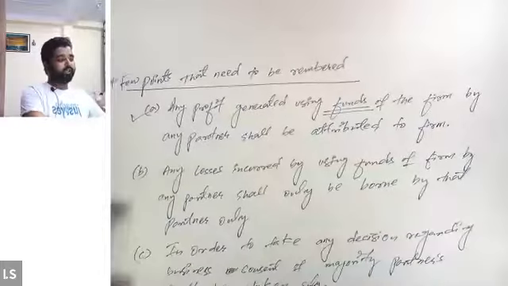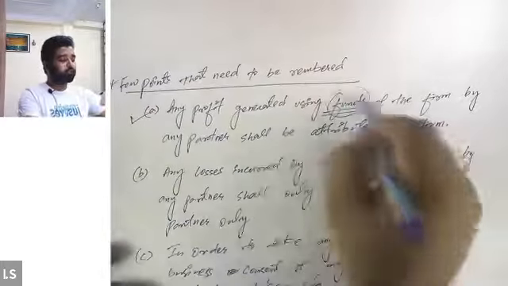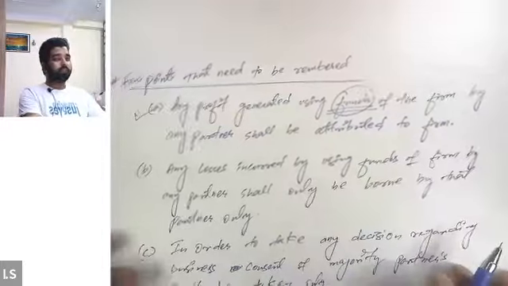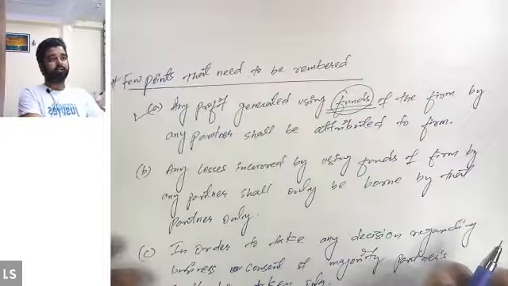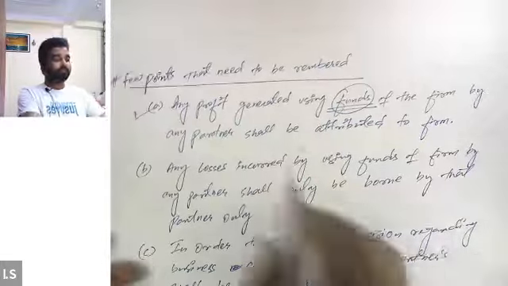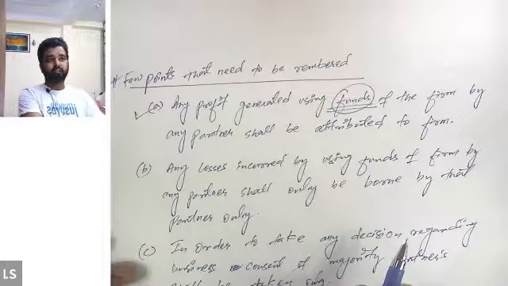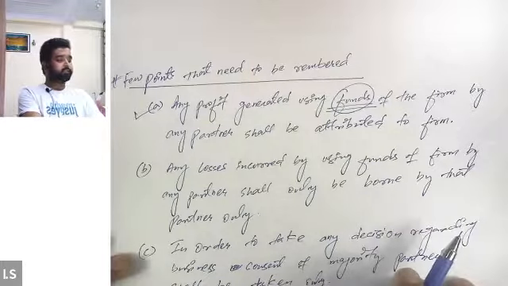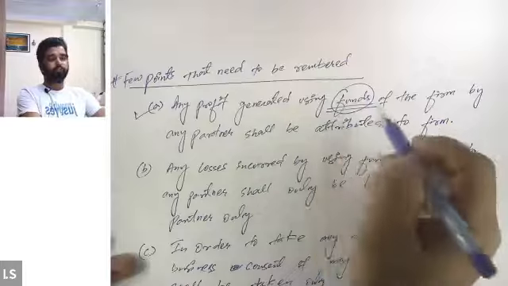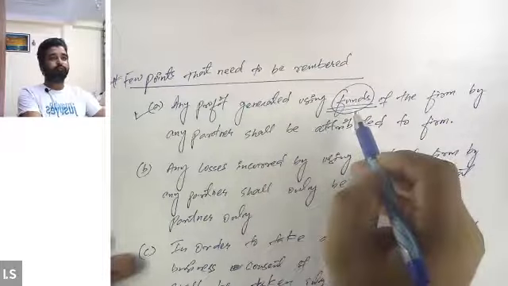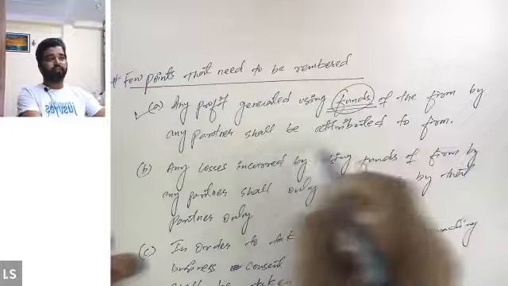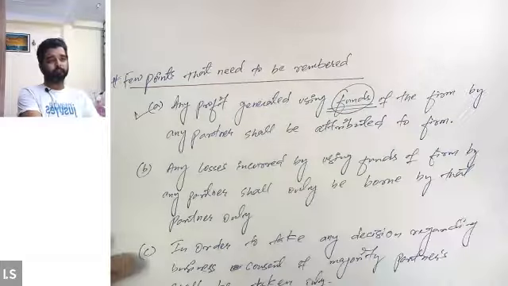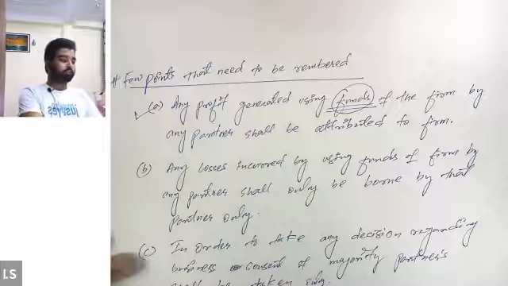First point is that any profit generated using funds of the firm by any partner shall be attributed to the firm. Tell me, guys, is everything clear on screen? Do I need to zoom in? Shall I zoom in? Or is everything I have written on the sheet clear? Okay. All right. So presuming that everything is clear, I hope the first point is clear to all of you. Any profit generated using funds of the firm by any partner shall be attributed to the firm. That means it shall be divided among the partners of the firm.